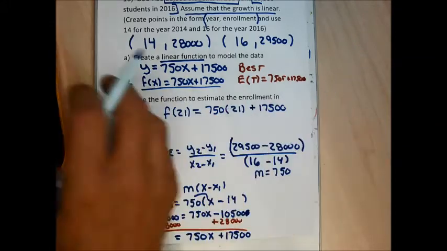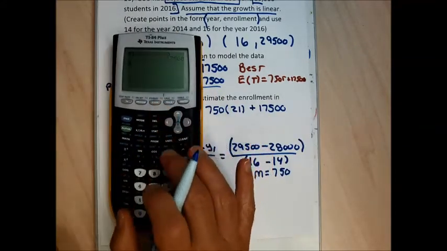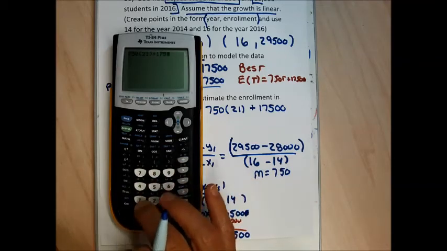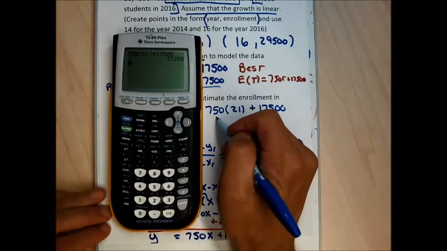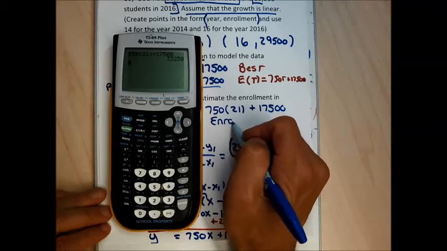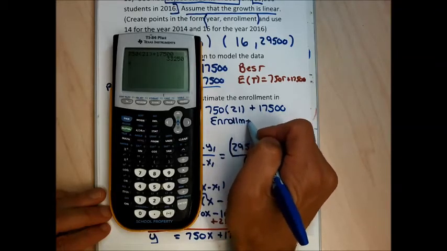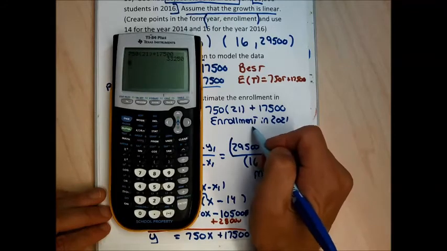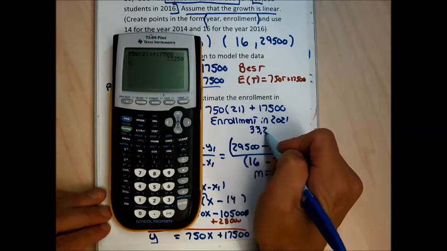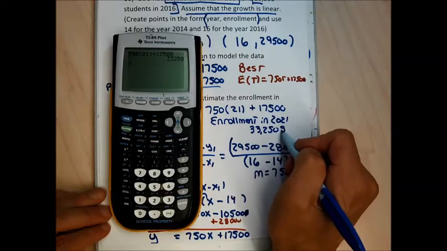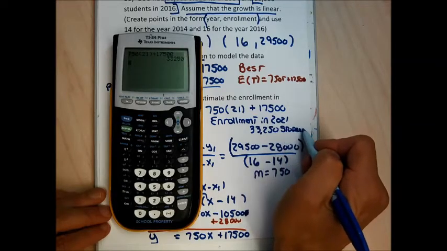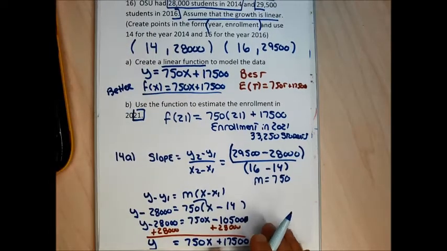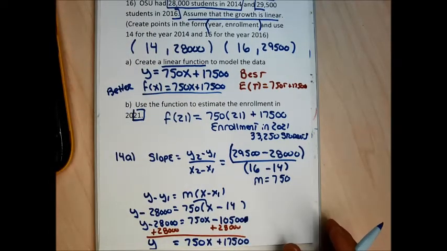Now I'm going to do this on my calculator. So I'm going to go 750 times 21 plus 17,500, and that's going to give me the enrollment in the year 2021. It will be 33,250 students. Okay, so that's everything for problem 16.